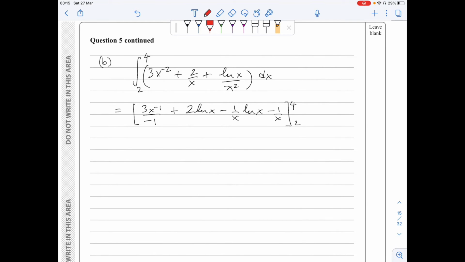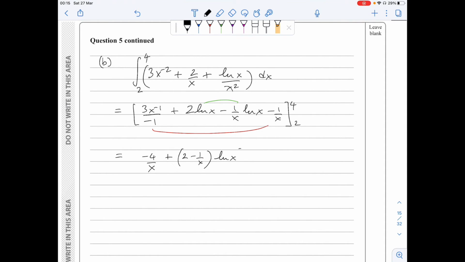Now I can group together the first and the last, and also the second and the third. So this simplifies to -4/x + 2 - 1/x ln x, again with the limits 2 to 4. So if I substitute my limits, I get -4/4 + 7/4 ln 4 - (-4/2 + 3/2 ln 2).